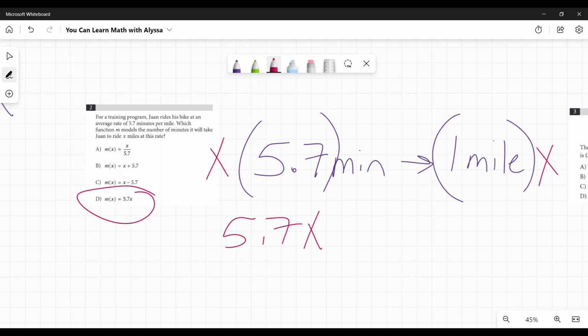None of these others would apply. In the first one, the number of miles divided by 5.7. No, you're not relating that at all. Adding 5.7, subtracting 5.7. No. This relationship, 5.7 times X, because it is 5.7 minutes for each mile. So we multiply by the number of miles to get how many minutes it took Juan.